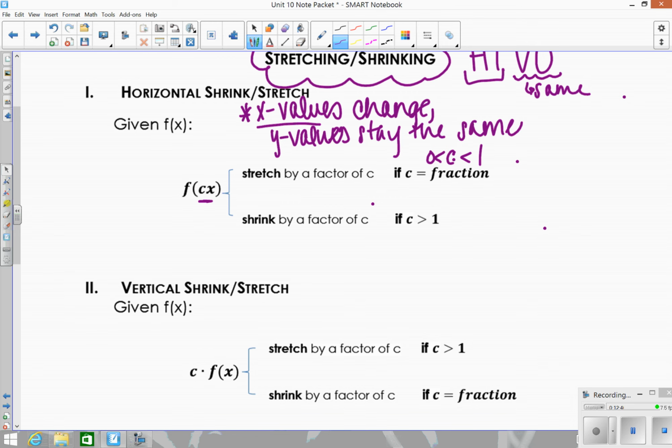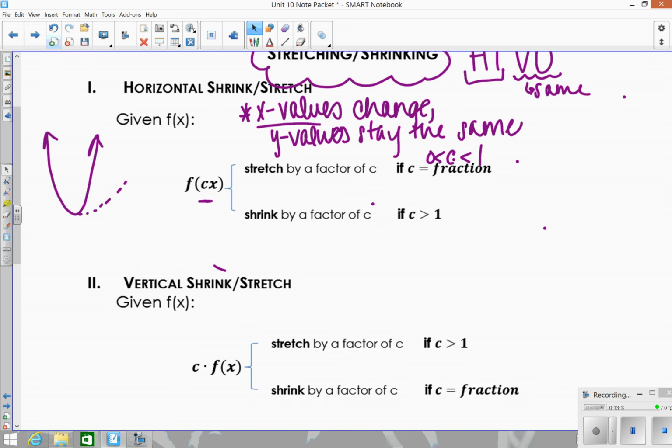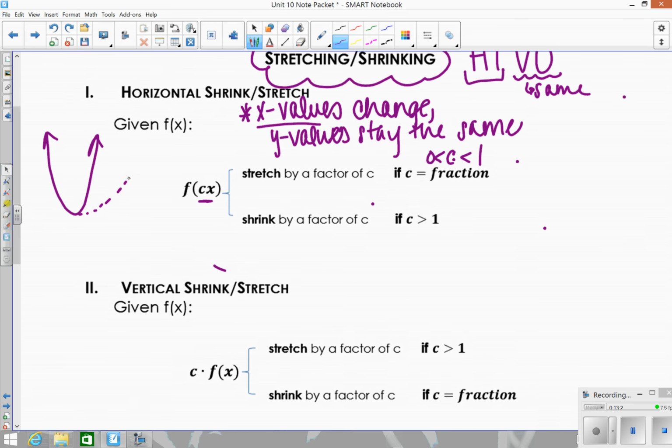And basically think about horizontal shrinking and stretching as something is, if it's shrinking horizontally, that means it's getting skinnier, which means vertically it's actually stretching. If you stretch something horizontally, that means something's getting wider and wider and wider. So let's say I have this parabola here. If I'm stretching this, that means it's getting wider and wider and wider. So here's my stretch horizontally.